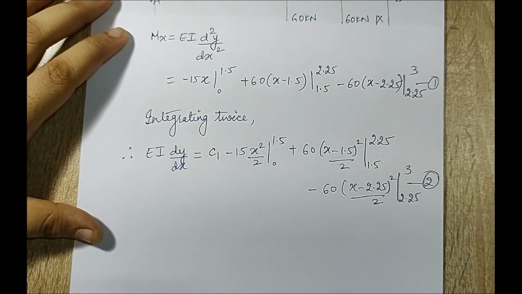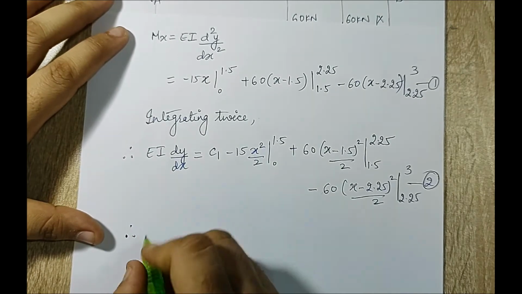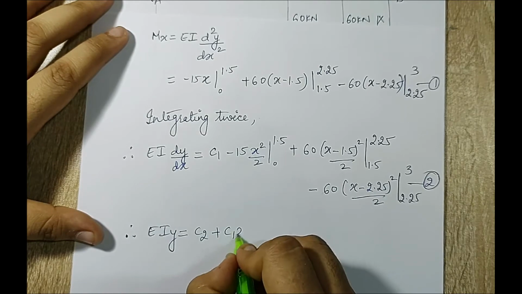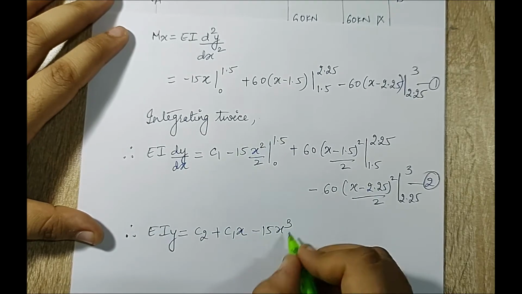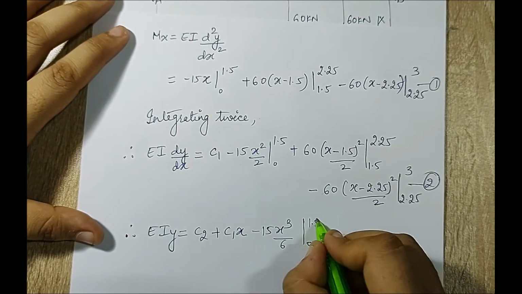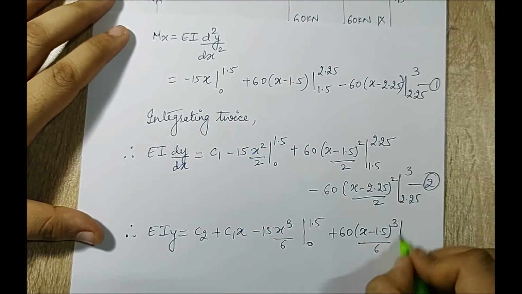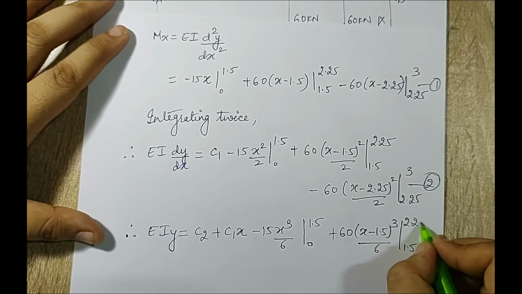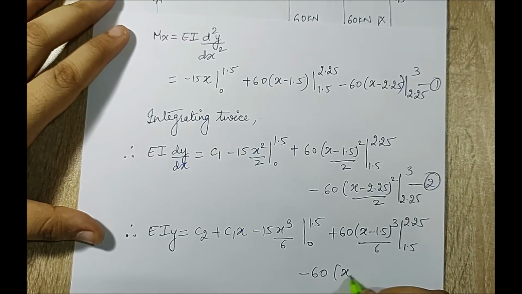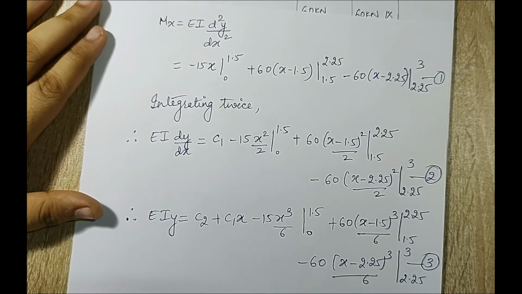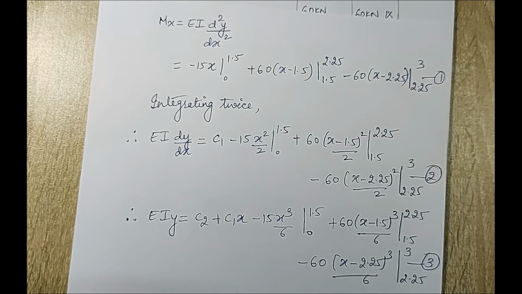And last I'll write down the deflection equation from here. EIy is equal to C2 plus C1 x minus 15 into x cube upon 6 from 0 to 1.5 plus 60 into x minus 1.5 cube by 6 from 1.5 to 2.25 and minus 60 into x minus 2.25 cube upon 6 from 2.25 to 3. This is my third equation, which is my deflection equation. Now I need to calculate the value of C1 and C2.